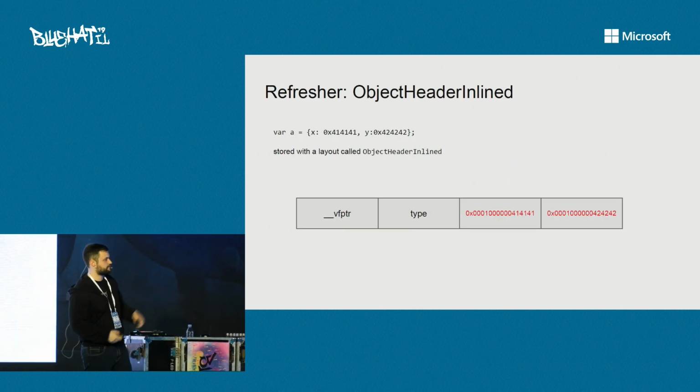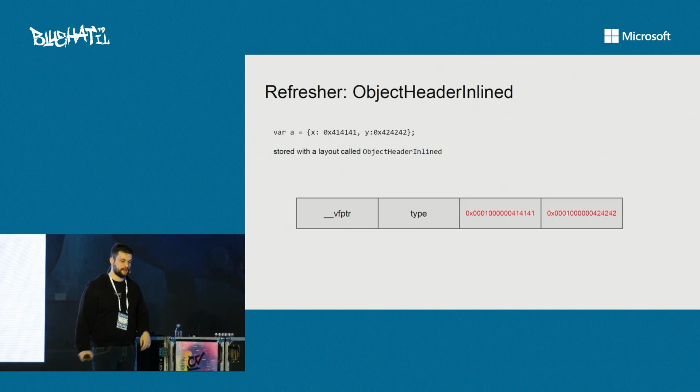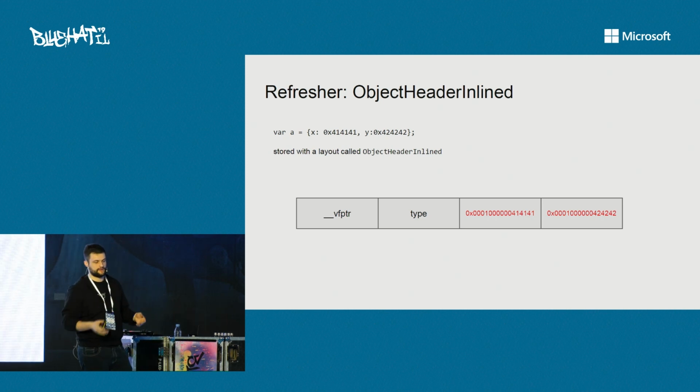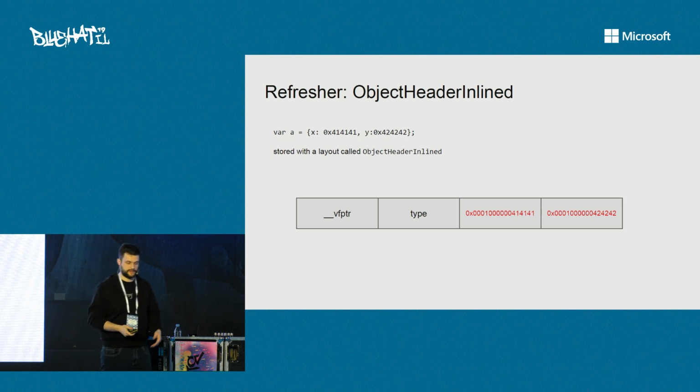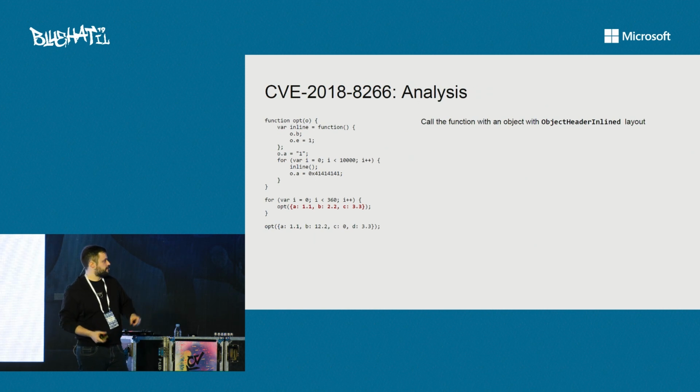So just a quick refresher, that's one of the slides that we saw right at the beginning. They have this layout that's called object header inlined, where basically the property values are stored directly inside the object itself. And we'll need that because the bug is actually related to that. So here I will walk through basically what happens in the JavaScript code.